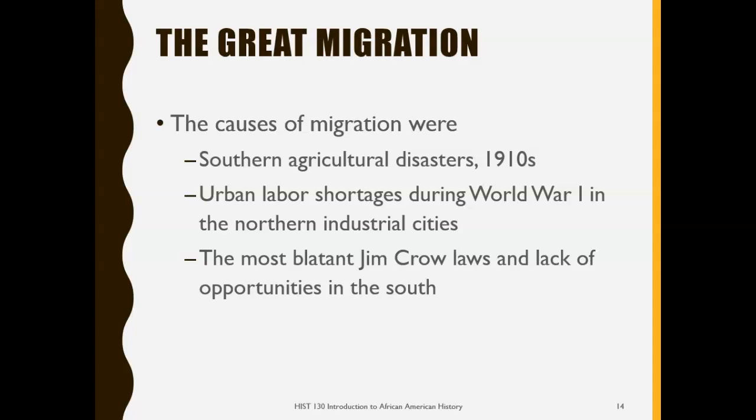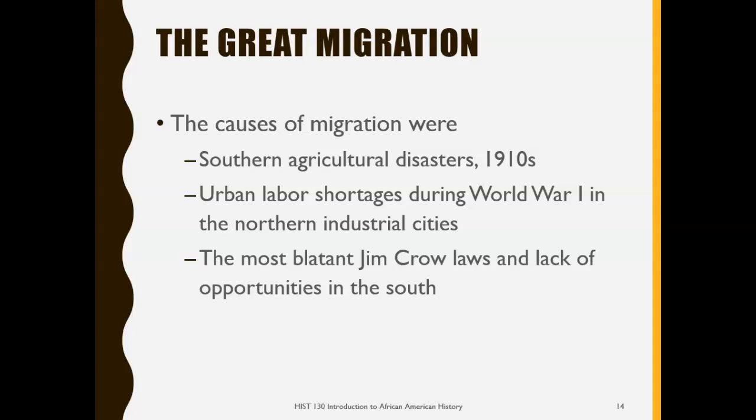The causes of this Great Migration included the agricultural disaster that happened in the south in the 1910s. There was a bug that destroyed the plants in the south, so that led many sharecroppers and many black people who were working in the field to move to other places. Then there was also a shortage of labor in different cities due to World War One. During World War One, the United States had to increase its industrial production. So the industries and factories in the north needed workers, and that also attracted many African Americans to work in those factories in the northern cities.